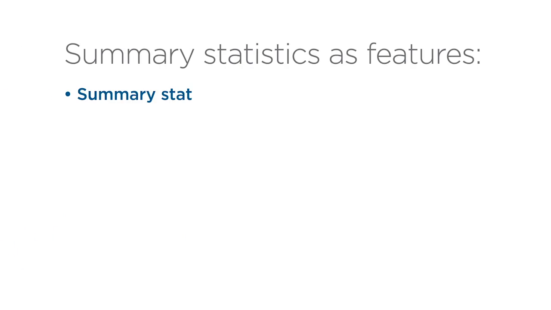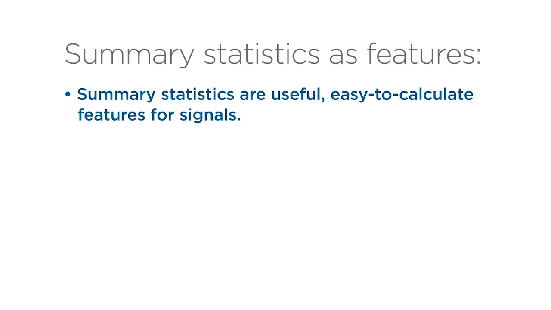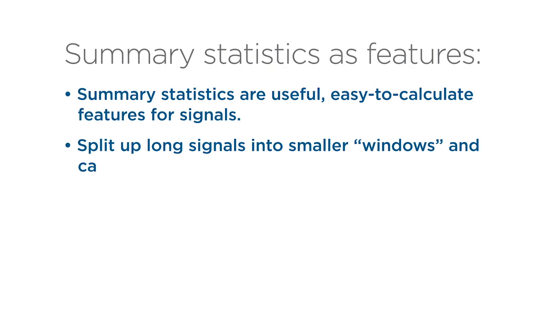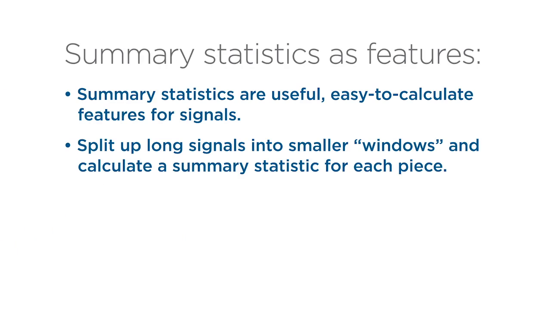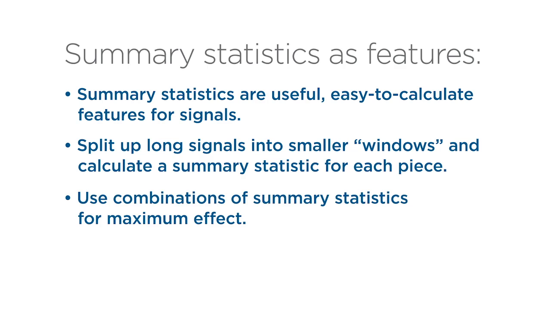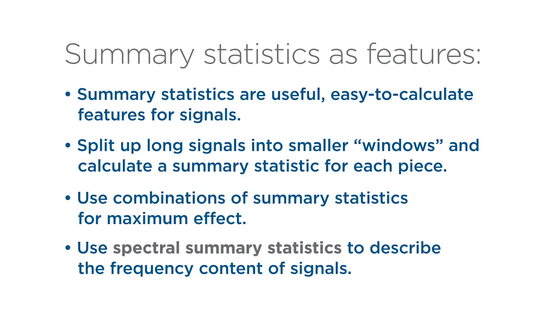To recap, summary statistics are useful features for signals. You can apply them by splitting a long signal into small pieces or windows, and then calculating a statistic for each window. Use combinations of summary statistics when a single statistic isn't enough. And lastly, use spectral summary statistics to analyze the frequency spectrum of signals. Be sure to check out the documentation to see the options available to you.